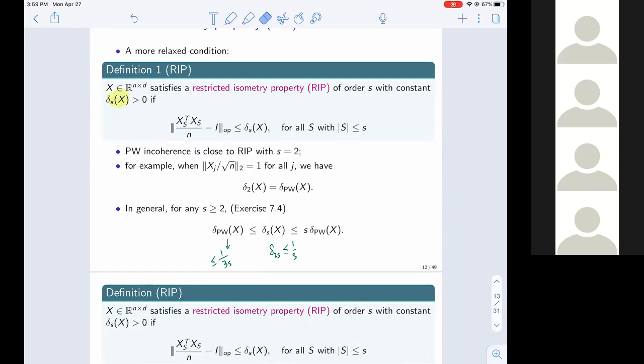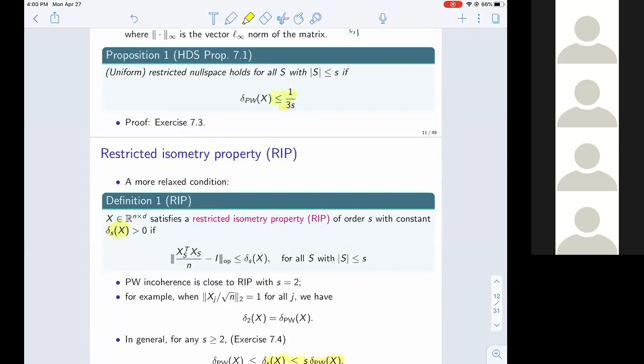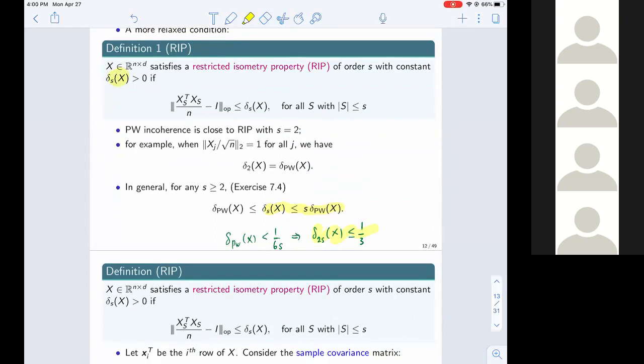And you can see, for example, from this side of the inequality, let me do this more properly. So for example, if I have the pairwise incoherence of X less than 1 over 3s, then this implies that delta 2s is less than or equal to 2/3, which is not good enough. But if this is less than 1/6, which is of the same order, then this is going to be less than 1/3. So the pairwise incoherence condition with a factor of 2, if it's satisfied, would imply this other one. However, the reverse is not true.